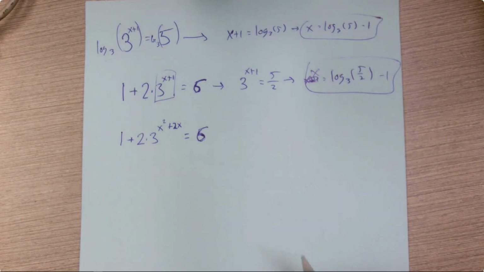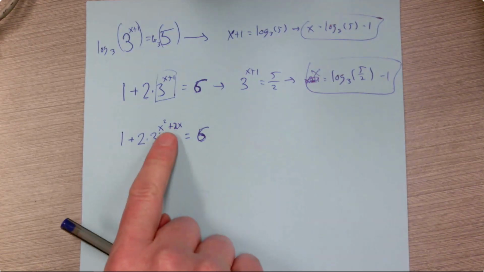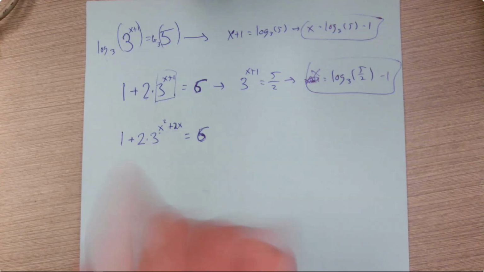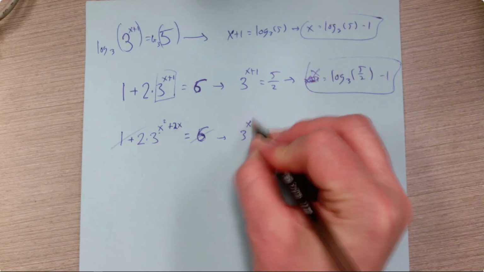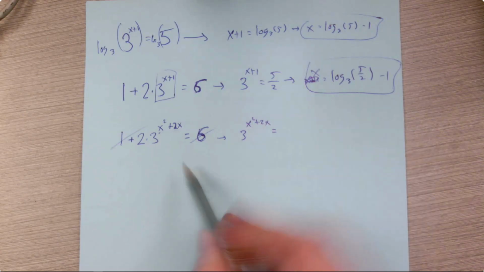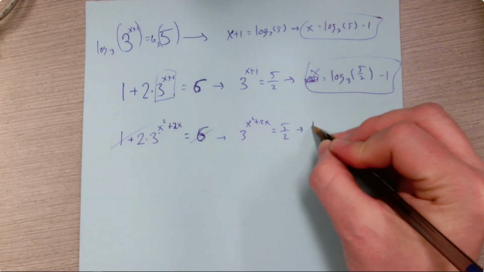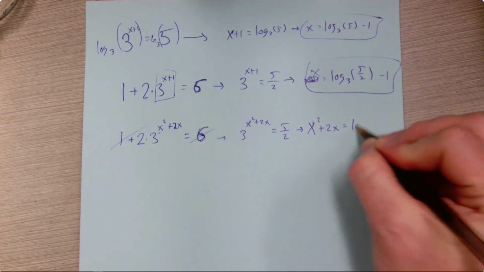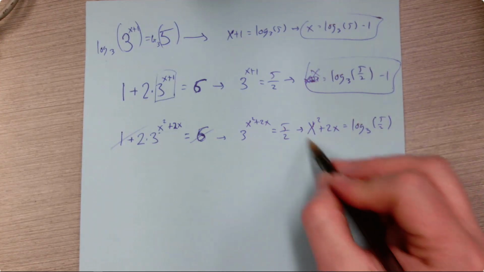Okay, what about this one? So here it's the same problem, it's just that there's more complex stuff happening with the variables in the exponent. Let's do the same steps. Let's subtract 1 from each side. Let's divide by 2. So 5 halves. So now when I take log base 3, I've got x squared plus 2x equals log base 3 of 5 halves. Okay, well, so what are we going to do from here?